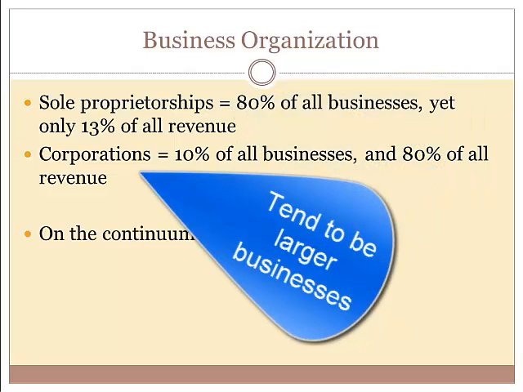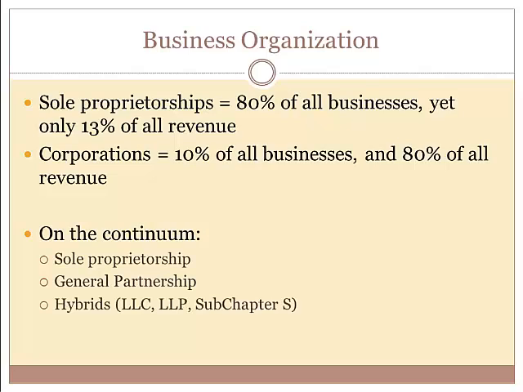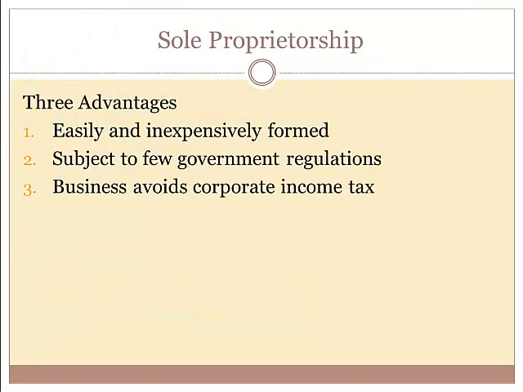If we were creating a continuum, we would have sole proprietorship at one end of the continuum and corporations on the other end. Between those two ends of the continuum, we have partnerships and then hybrids. The hybrids would consist of limited liability companies, limited liability partnerships, and Subchapter S corporations.